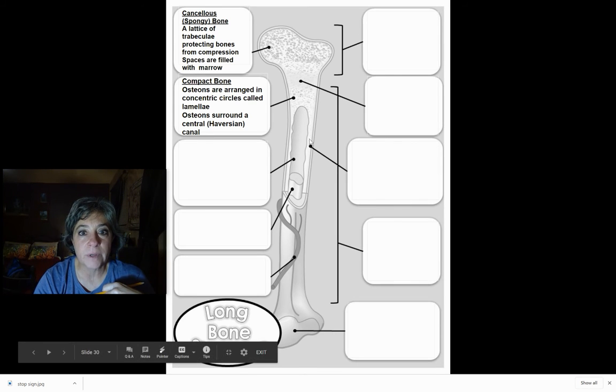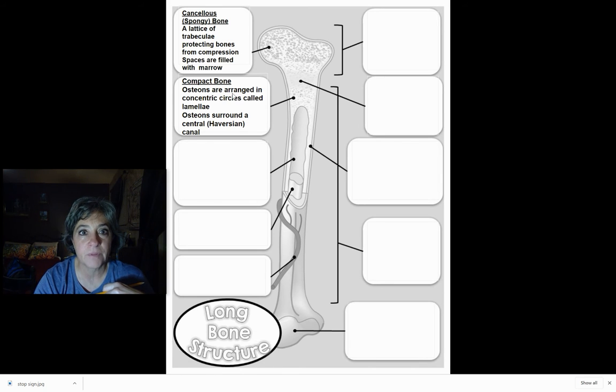The rest of the bone, this whole what's called the shaft of the bone, is made up of compact bone. And those are the osteons. If you look at that part in the microscope, you'll see the picture we just labeled. Those are the concentric circles called lamella. The osteons, each individual tree trunk, surrounds a central canal, the Haversian canal, which is what is filled with the blood vessels and the nerve tissue.